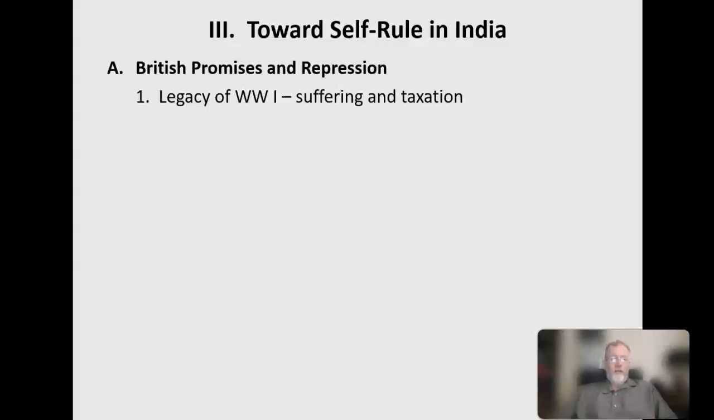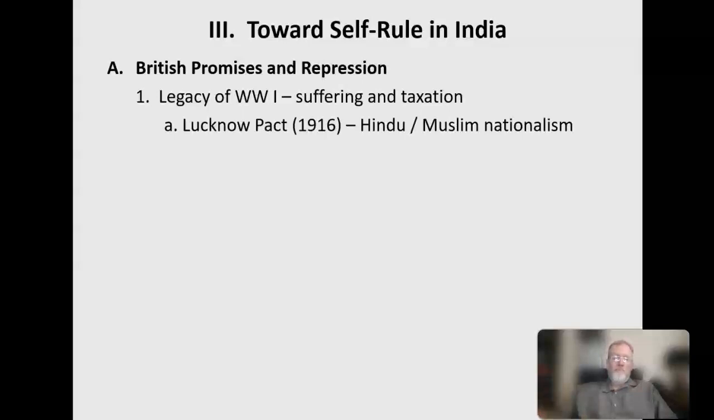Towards self-rule in India: English promises and repression. We see a very strange pairing in India where Muslims and Hindus come together to force out their English oppressors. Interesting. Indian suffering during World War I: we see a lot of war dead. Over 1 million Indians fought in World War I, actually in Europe. Who knows how many others fought in Asia.